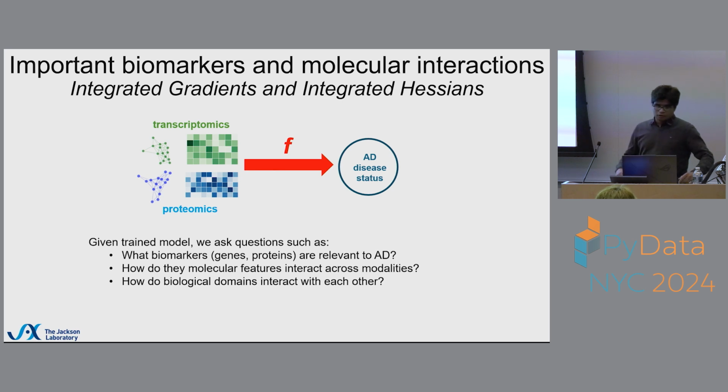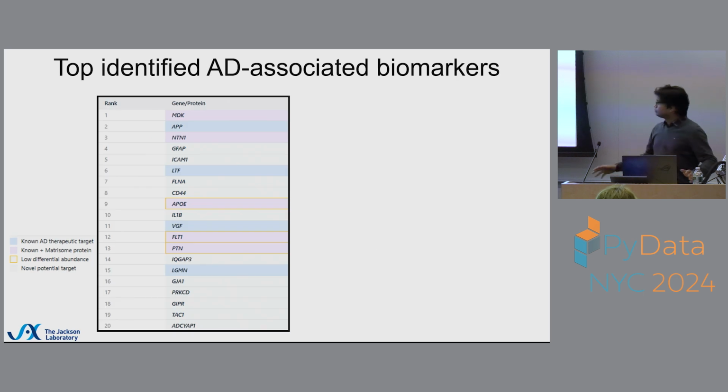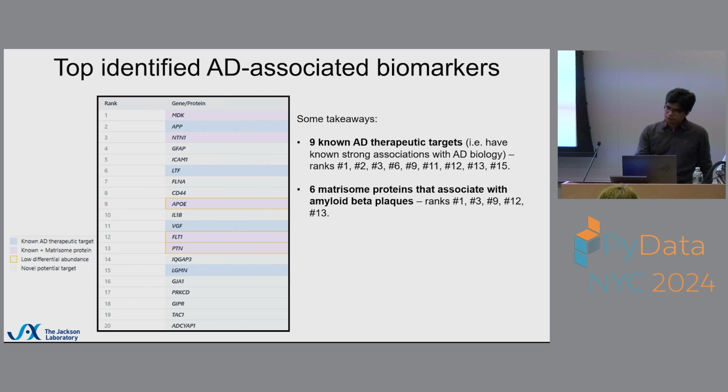Okay. So we build models that learn some useful signals. So what? Ultimately, we're interested in asking biological questions. For example, what kind of biomarkers are relevant to this disease? How do they interact with each other? How do biological domains interact with each other, and so on. When we do this sort of exercise, the goal is ultimately to use the trained model as an in silico oracle to ask and answer these types of questions. So we use integrated gradients to do this biomarker identification analysis. These symbols might not make any sense to you, but these are essentially the top 20 key genes and proteins that we identified, and we identified some useful information.